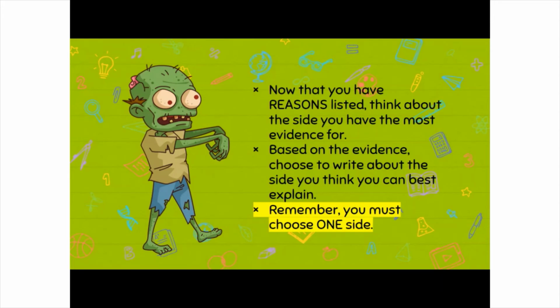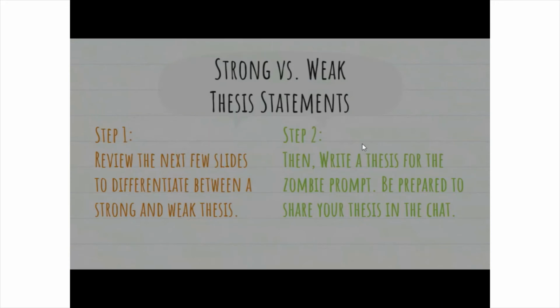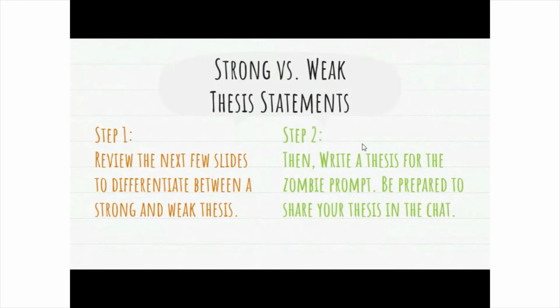But what I need you to do first is understand what makes a strong thesis statement. So we already talked about the 4 categories, but let's actually look at them in a little bit more detail before we dive right in and try to write one. Okay. Let's look at strong thesis statements versus weak thesis statements really quick. So we're going to review the next couple of slides between a strong and weak thesis, and then I'll let you write your thesis statement for the zombie prompt.